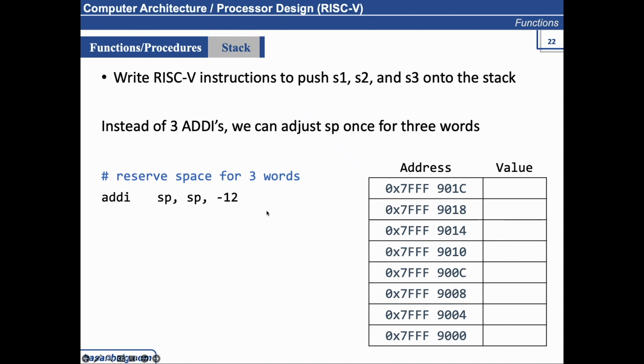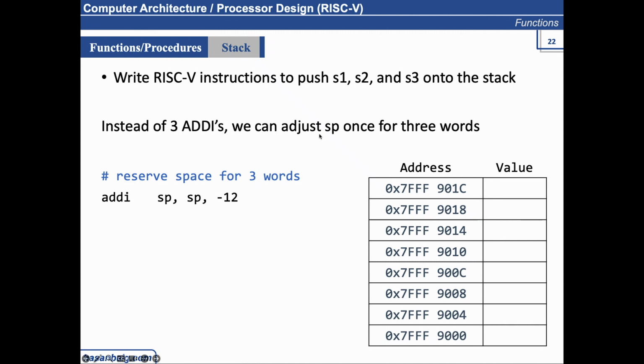Whenever we push, we have to reduce the SP pointer by 4. If you push one value, you reduce it by 4. If you push 2 values, you reduce the SP pointer by 8, and for 3, by 12. Why are we doing -4, -8, -12? Because every word is 4 bytes wide.